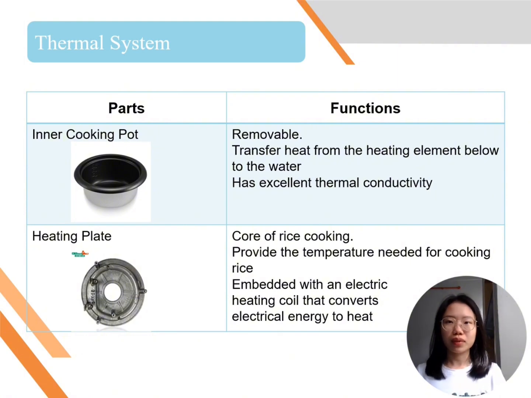These pots fit inside the main heating body, and they come in various sizes, which significantly impacts the rice texture. Next, the heating plate is the core of the rice cooking. It is embedded with an electric heating coil that converts electrical energy to heat, providing the temperature needed to cook the rice. The heating coil is spring-loaded to ensure constant physical contact with the bottom of the inner pot.